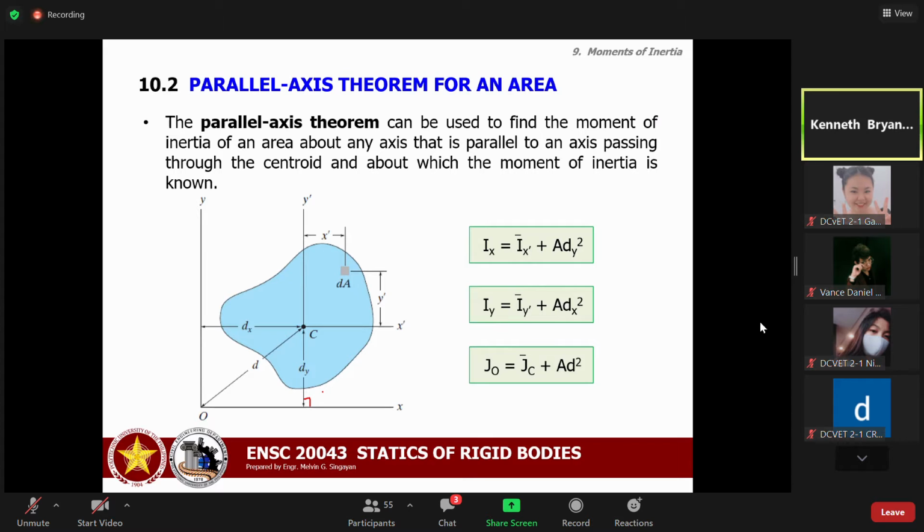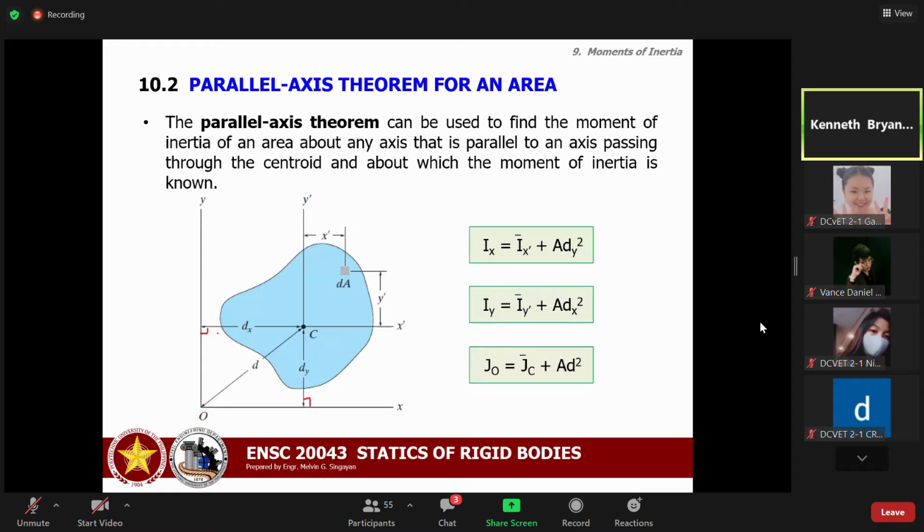So we have Ix equal to I bar x prime plus A dy squared, while Iy, the moment of inertia about the y-axis using also the parallel axis theorem, is equal to I bar y prime plus A dx squared. The I bar y prime is the moment of inertia about the centroidal y prime axis, plus the transfer term, the total area multiplied by dx squared, where dx is the perpendicular distance between the two parallel axes, or the perpendicular distance of the centroid to the reference axis where you are getting the value of the moment of inertia.